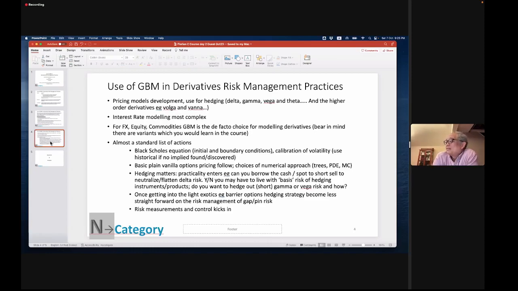So anyway, do you want to actually manage, increase or decrease some of the exposure arising from your derivative portfolio, right? If you want to hedge, increase or reduce your gamma risk or vega risk, and how? And once you get into exotics, I put the word light. Couldn't help it. Like barrier options, the hedging strategy becomes less straightforward because with a barrier option the value of the option will jump. It likely jumps when the spot hits a certain level.